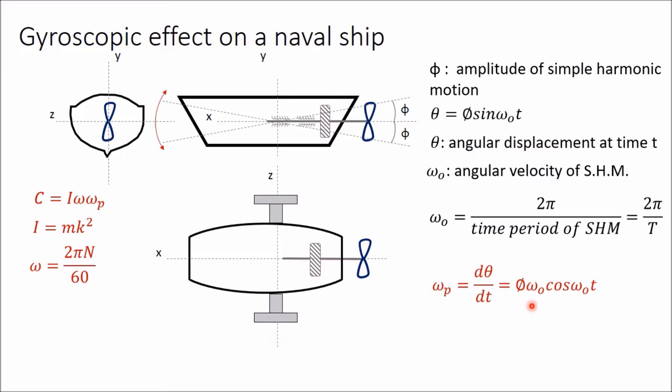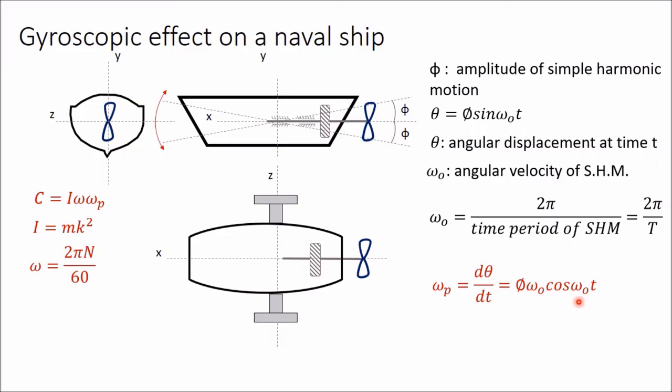But most of the time, we are interested in the maximum value of this couple. It will be maximum when omega p is maximum. Here phi and omega o both are constant. So you will get the maximum value of omega p when you get the maximum value of cos omega o t.